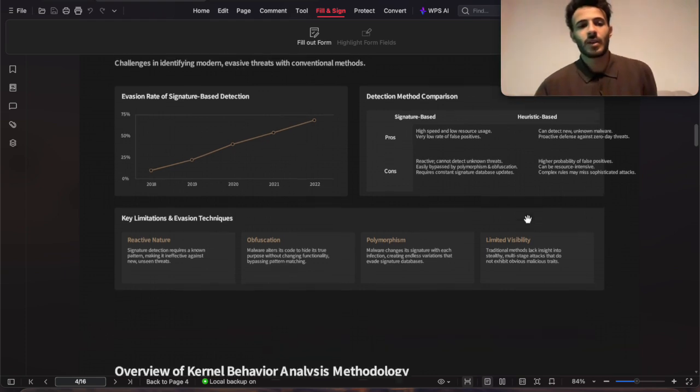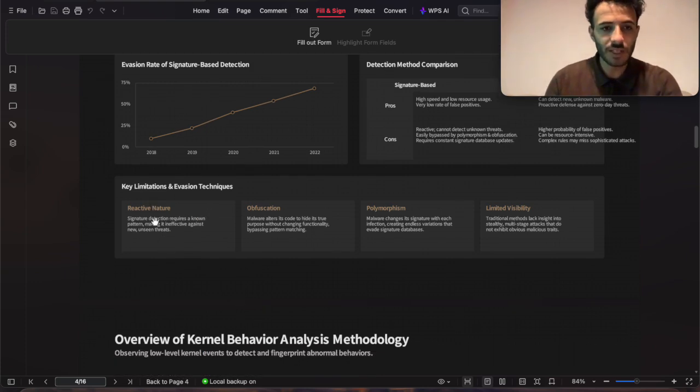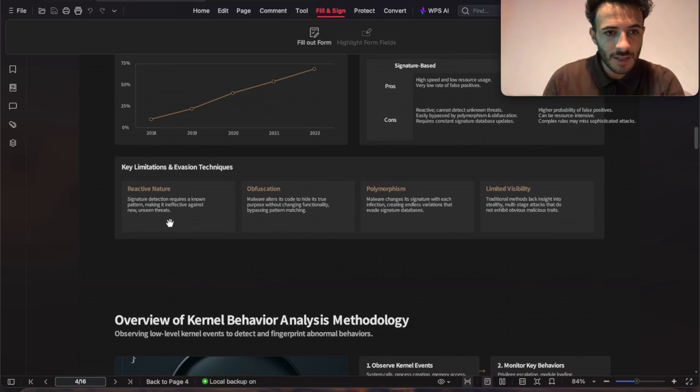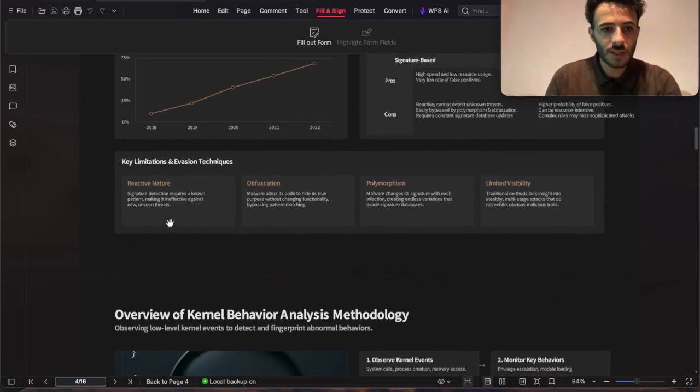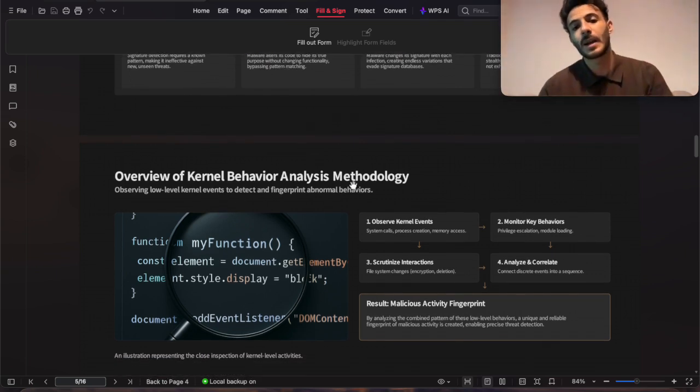The key limitation is evasion techniques. We have polymorphism, encryption and obfuscation, and limited visibility. Signature detection is blind to runtime behavior and ineffective against new threats. Then we are going to talk about the overview of the kernel behavior analysis method.